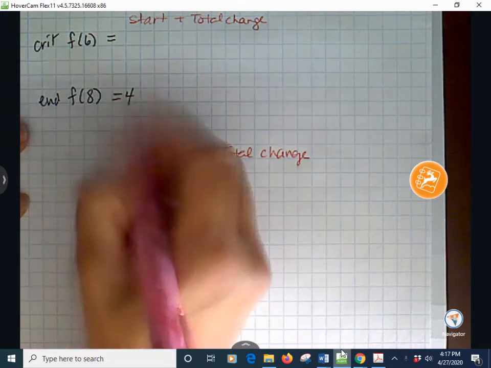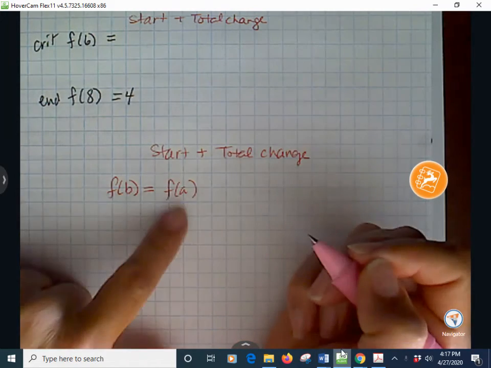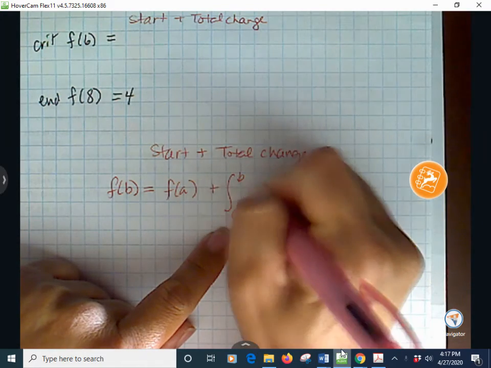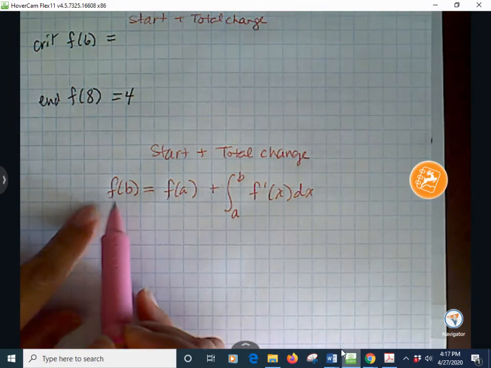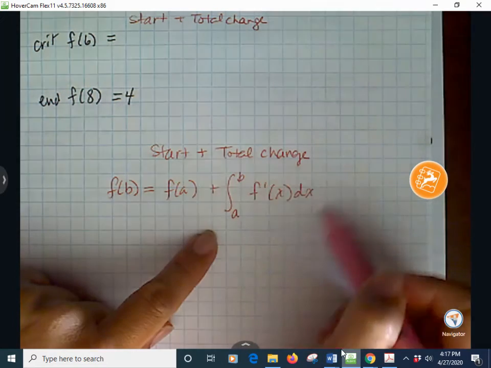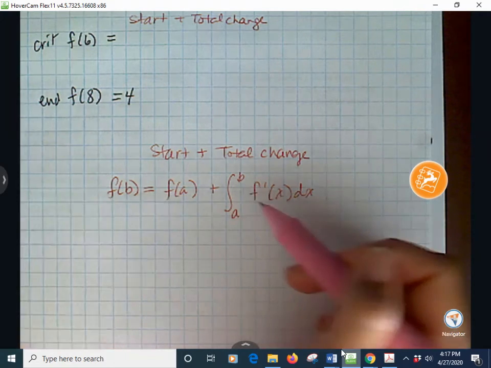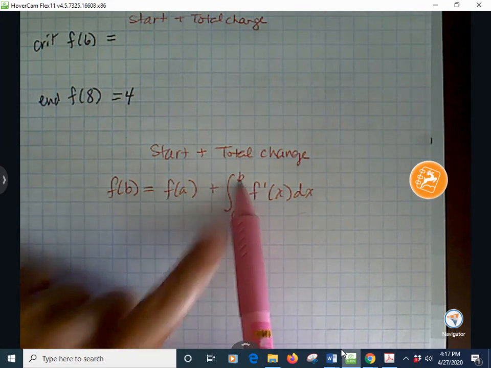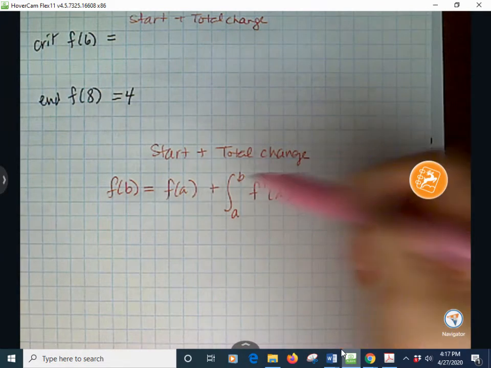So if you remember, f of b is equal to f of a, which is your starting value, plus the integral from a to b of f prime of x dx, okay? Or it could have been capital, and then that would have been lowercase. But this right here is the total change from this value to this value. Now, the interesting thing is usually b is greater than a, so we would start from a lesser value and be going to a greater value here.